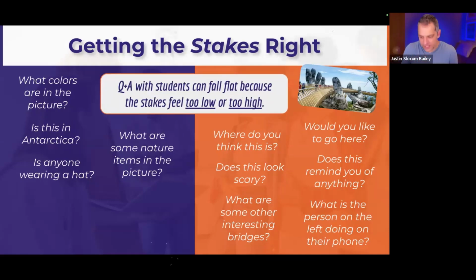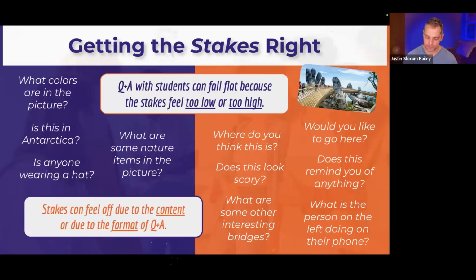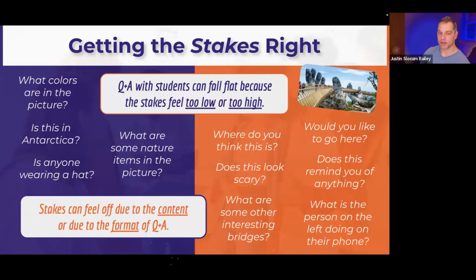So stated this way, a lot of times personalized Q&A can fall flat because it feels like there's too much at stake or there's not enough at stake. And that can be because of the content of what we're talking about or because of the format of how we're talking about it. So I'm going to give you a couple examples so that you can maybe self-diagnose and turn some dials on the stakes when you are having these kinds of conversations with students.